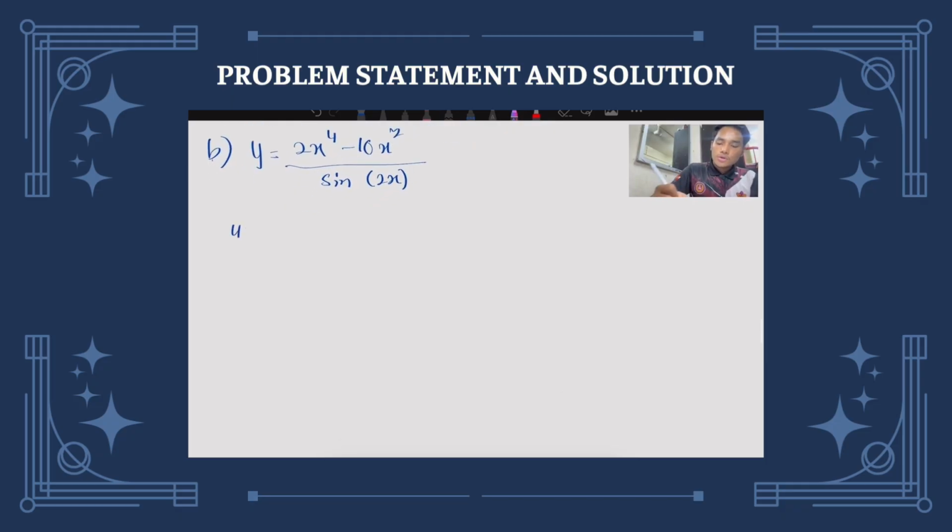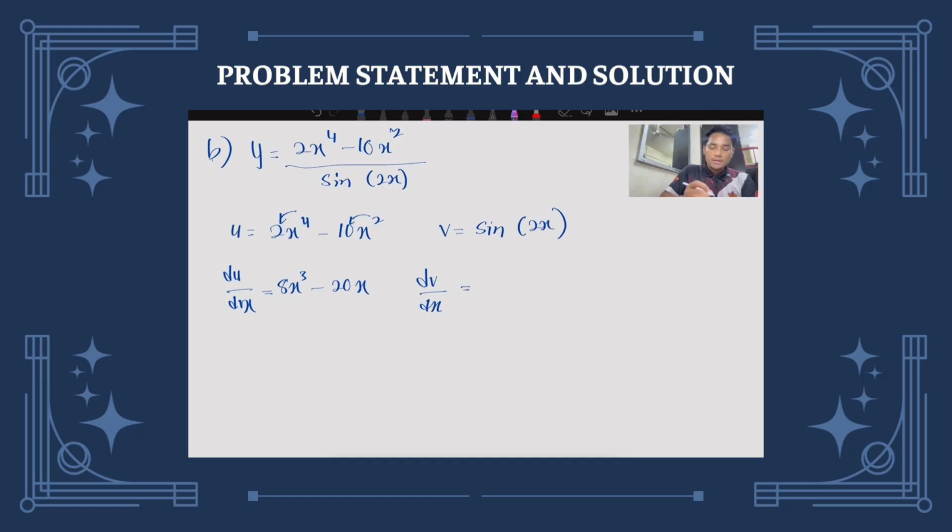For u, you have 2x to the power of 4 minus 10x to the power of 2. For v, you get sine 2x. For du over dx, 4 times 2 is 8x to the power of 3, minus 2 times 10, 20x. For dv over dx, the function is sine 2x.